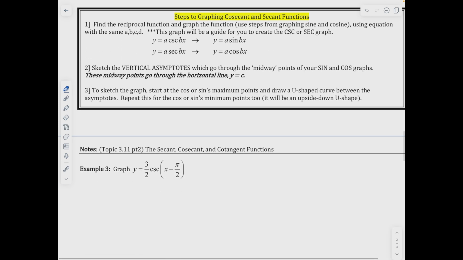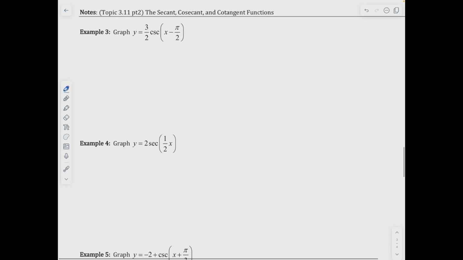Okay, so turning the page, we're going to take a look at example number 3. We're graphing cosecant: 3/2 cosecant of the quantity x minus pi over 2. Cosecant is a reciprocal function of sine, so I'm going to consider the graph of 3/2 sine of x minus pi over 2. What I know here is my amplitude for sine would be 3 over 2, 1.5. Sine has a period of 2 pi, and my b value is 1, so the period is still going to be 2 pi.